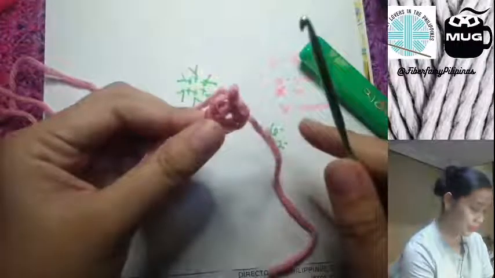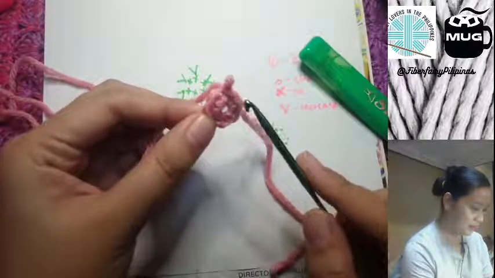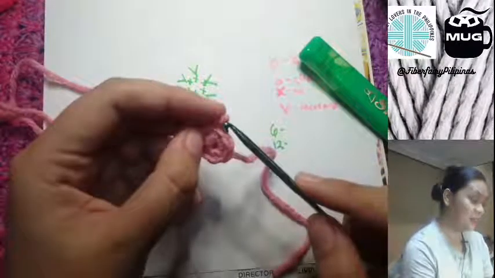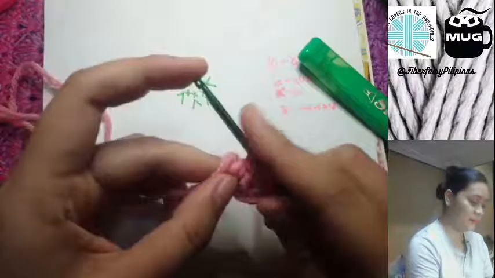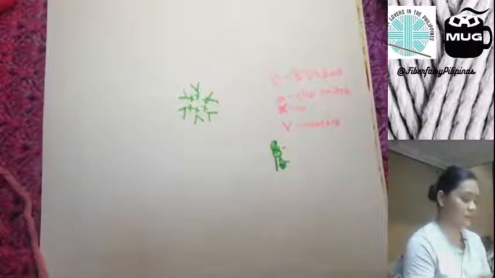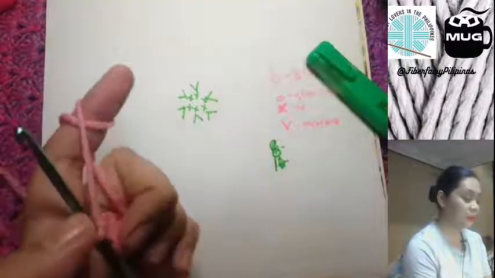Let me check if we have 6 stitches. No, we don't have 6 stitches. 1, 2, 3, 4, 5, 6, 7, and 8. So, seems like we have 8 stitches. So, mali. But again, I told you guys, 6 to 8 stitches naman siya. So, 8. So, magiging 16. Okay. So, bale, madodoble siya.